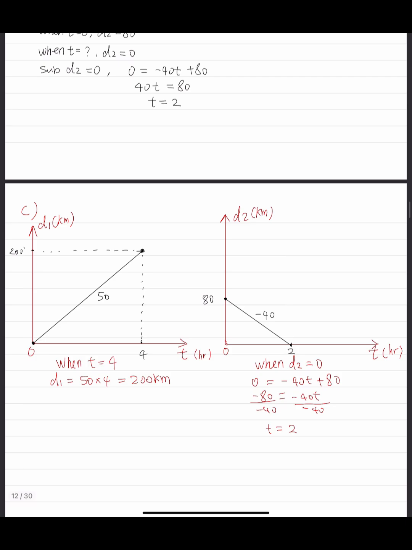So we know that when t was 0, d2 reaches its maximum, which is 80. And when t equals 2, d2 reaches its minimum, which is 0. You can't have a negative d2, right?